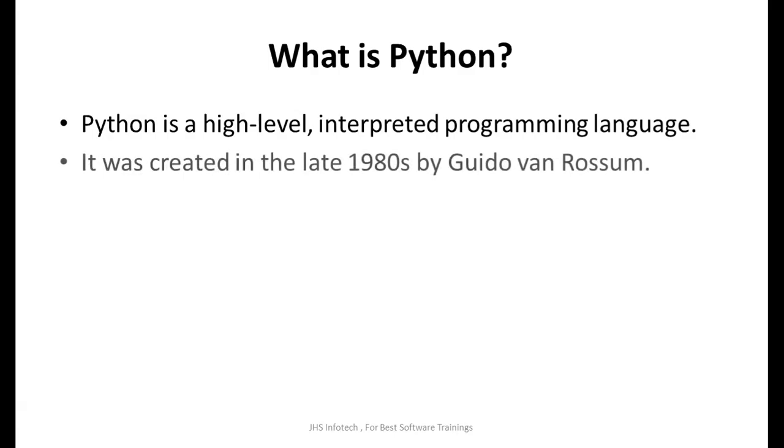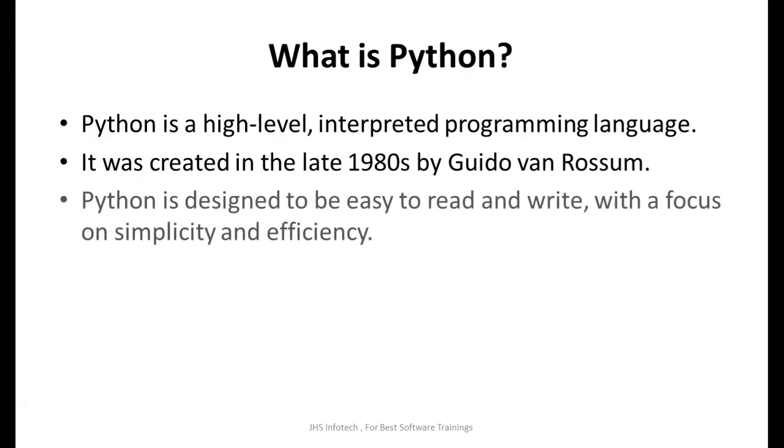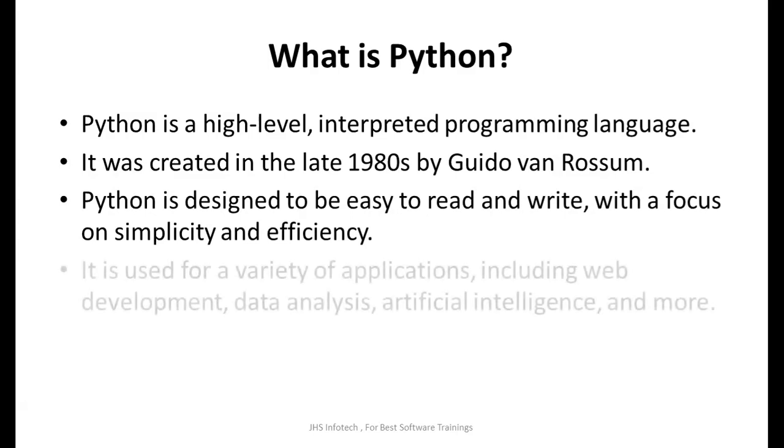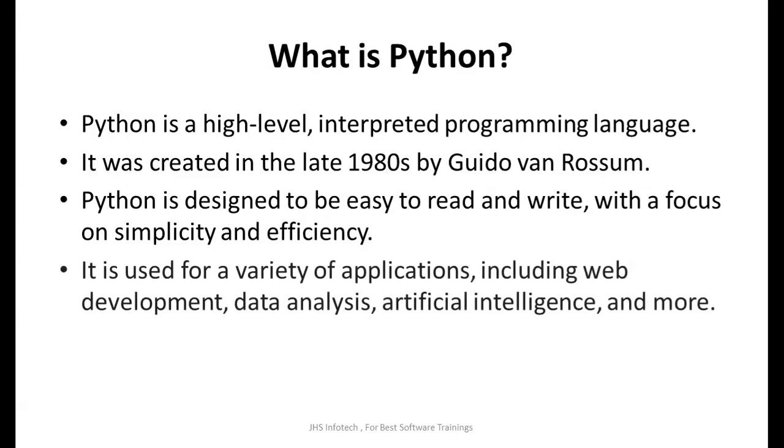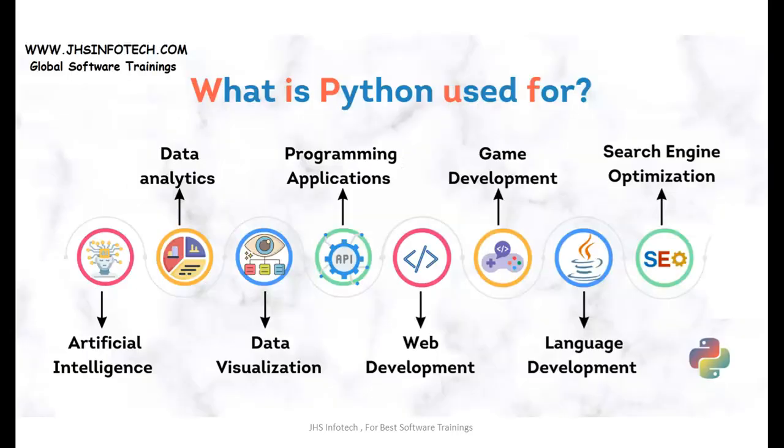It was created in the late 1980s by Guido van Rossum. Python is designed to be easy to read and write with a focus on simplicity and efficiency. It is used for a variety of applications, including web development, data analysis, artificial intelligence, and more.